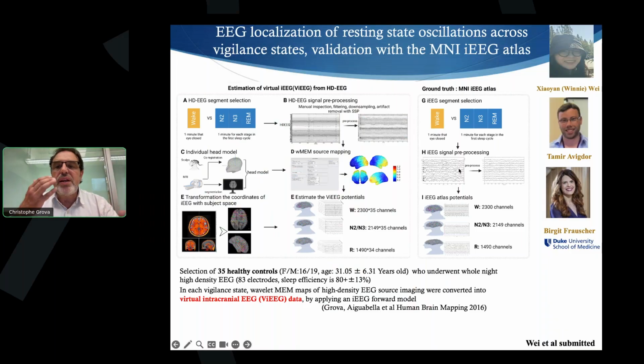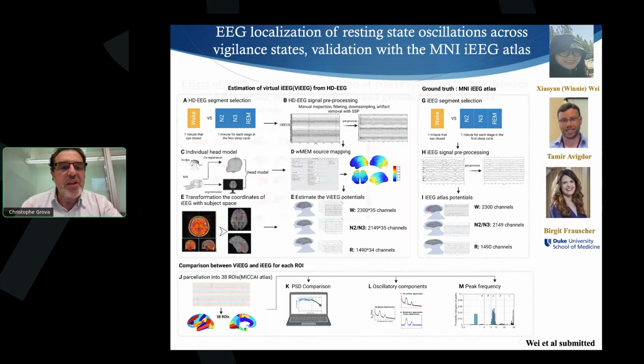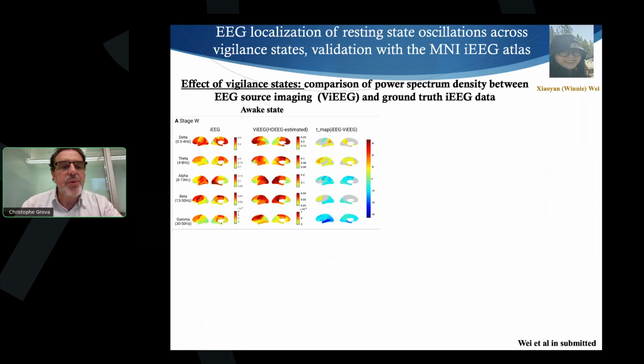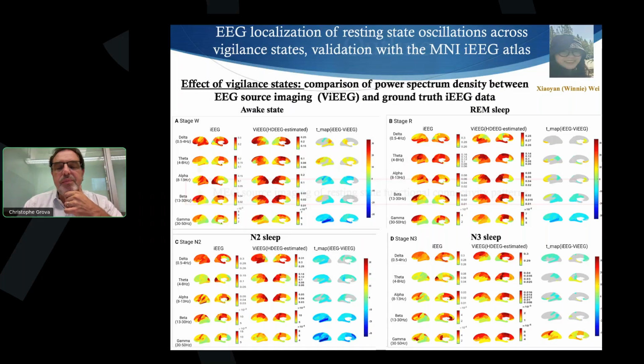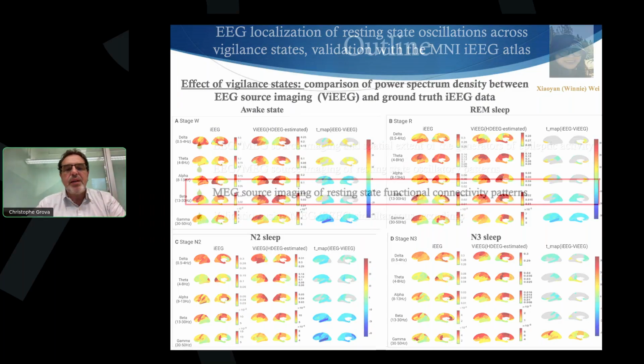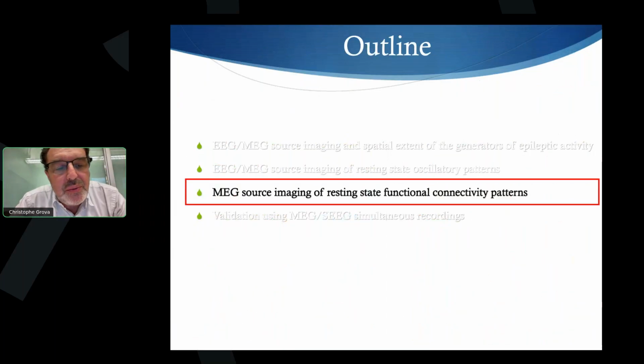So we were able to do the exact same comparison between localizing EEG in different sleep stages and converting to SEEG data and comparing to the SEEG atlas using the same technique. And you see some correspondence during awake between intracranial EEG and virtual estimated from high-density EEG sources, but also during REM sleep, N2 and N3. I'll stop from there.